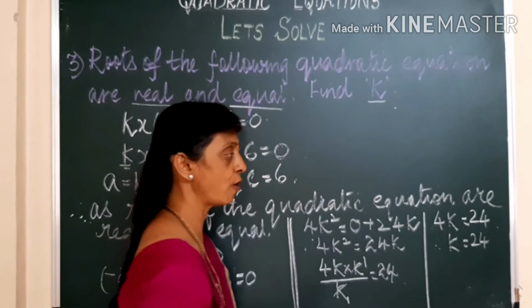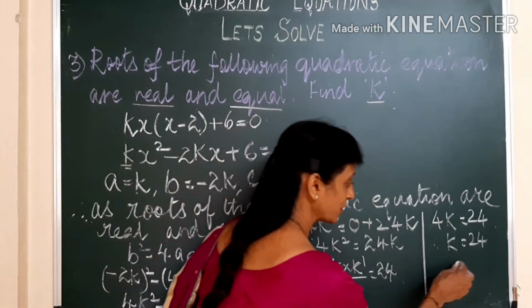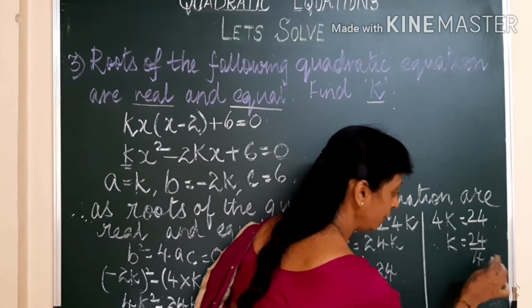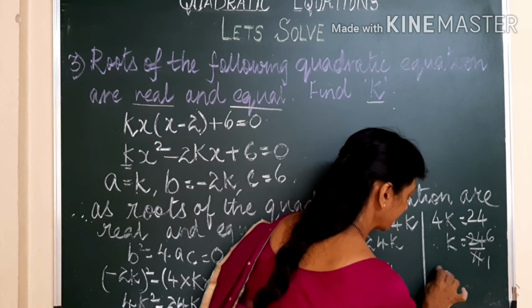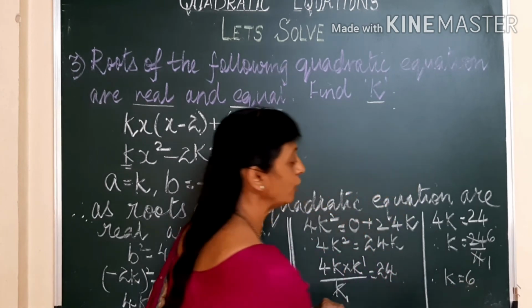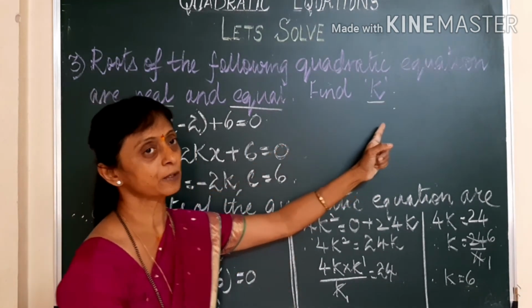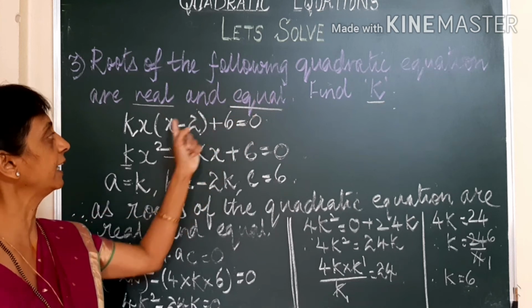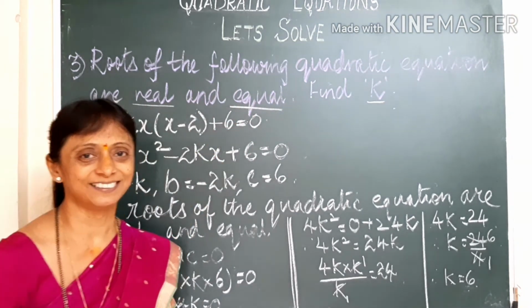Again 4 is performing multiplication. When it goes on the other side, division. So it will be 24 upon 4. Let's reduce. 4 ones are 4, 4 sixes are 24. Therefore k is equal to 6. So what is the value of k that we get? The value of k is equal to 6 when the roots of the given quadratic equation are real and equal.